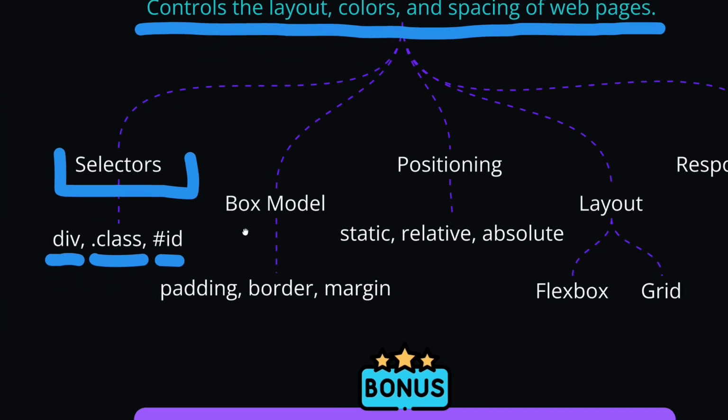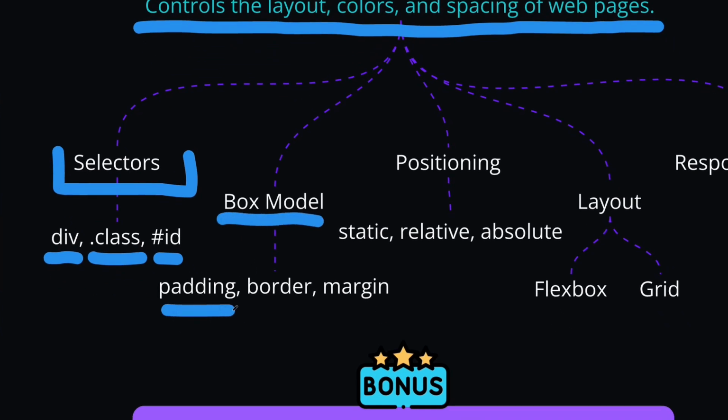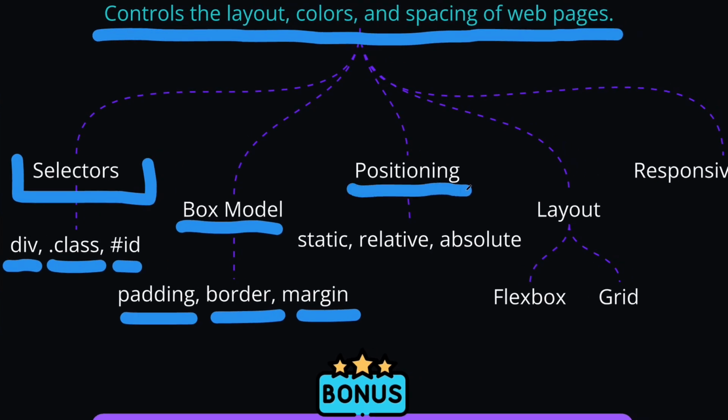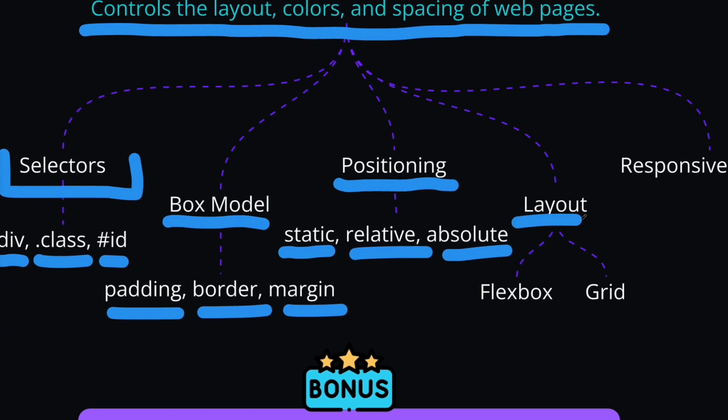Next, you'll learn about the box model. These are things like paddings, borders, and margins that you can apply for each element. Another concept in CSS is positioning. You can also use the position property to align the elements on the screen. For example, you can set static, relative, or absolute positioning. Next concept in CSS is layouts.